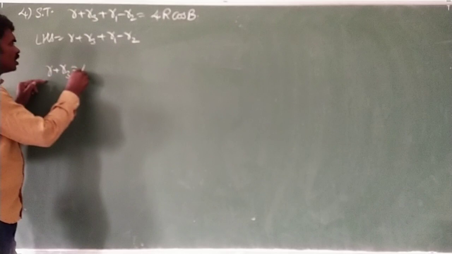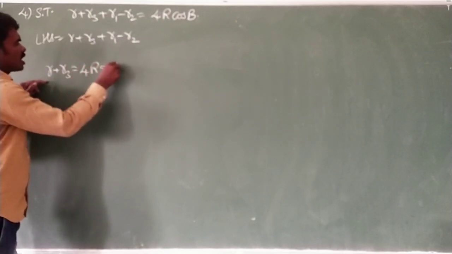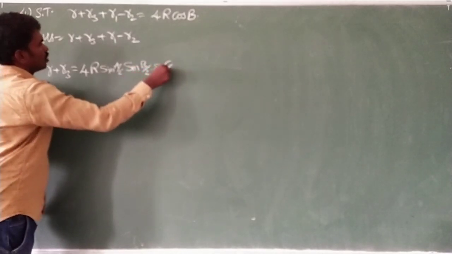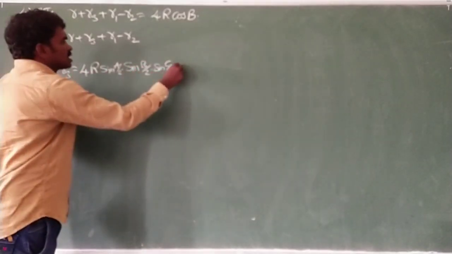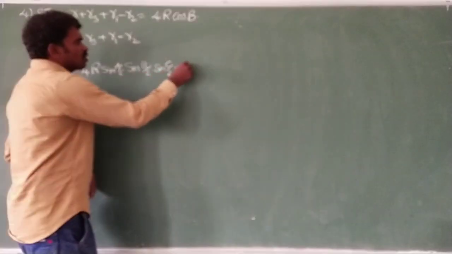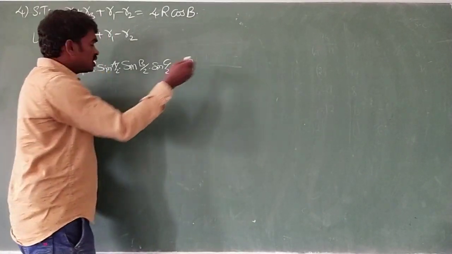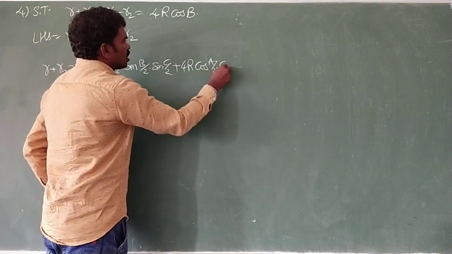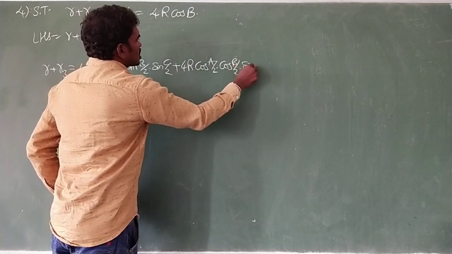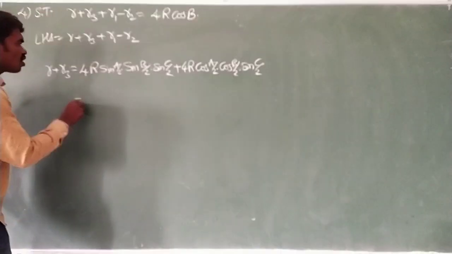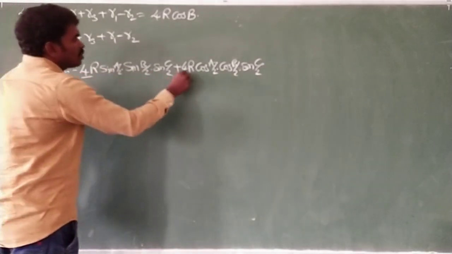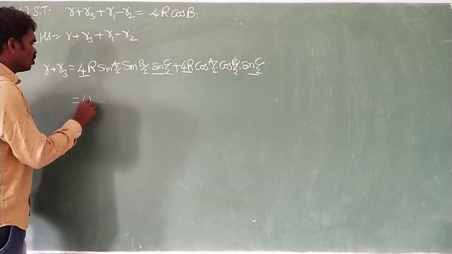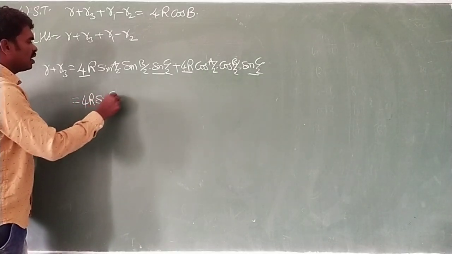r means what? 4 capital R sin A by 2 sin B by 2 sin C by 2, and plus r3 means what? 4R, the last one is sin, so first do cos: cos A by 2, cos B by 2, and sin C by 2. Now tell me which is common in both terms. 4R is common, and in both terms sin C by 2 is common. So take out 4R sin C by 2 as common.